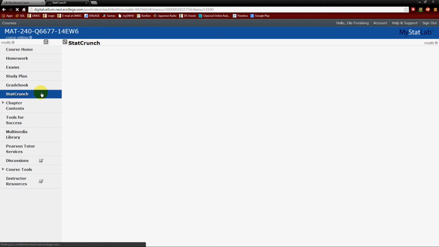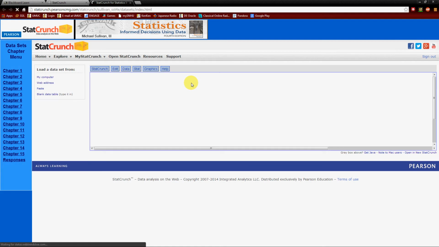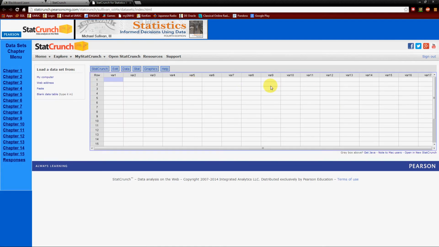Two options will pop up. As soon as they pop up, really either one will be fine. Two links. Top one is usually the fastest. Datasets from your textbook. Even though we're not using a dataset from the textbook, we'll just go ahead and click on that. Boom. Here we are.